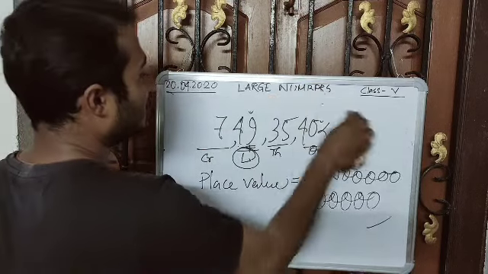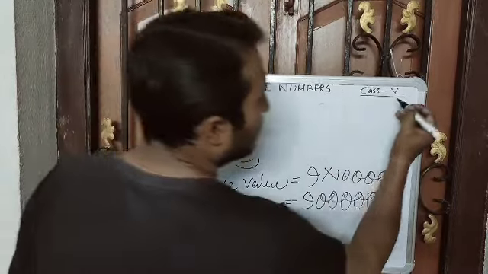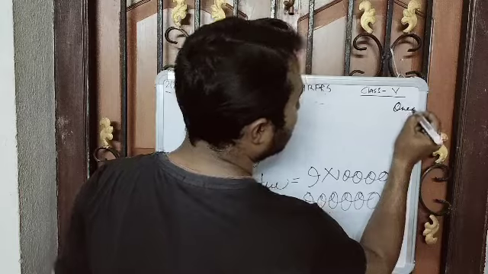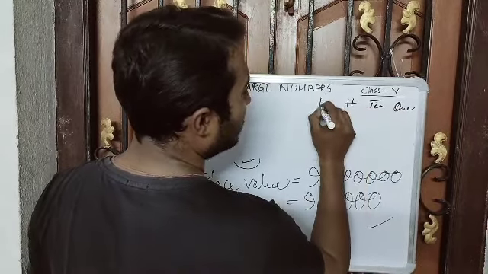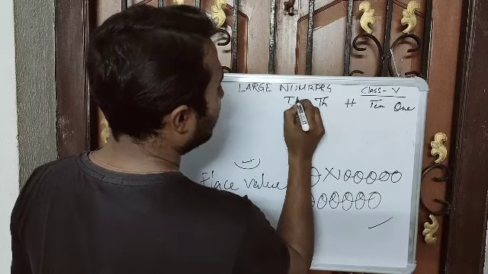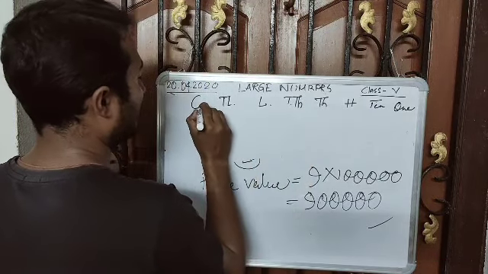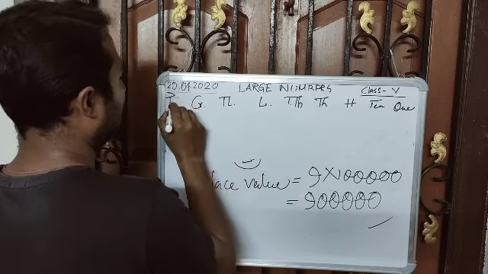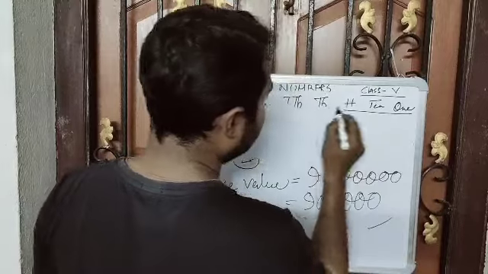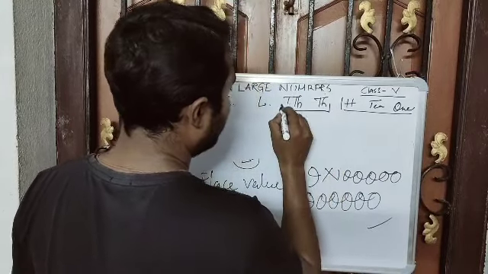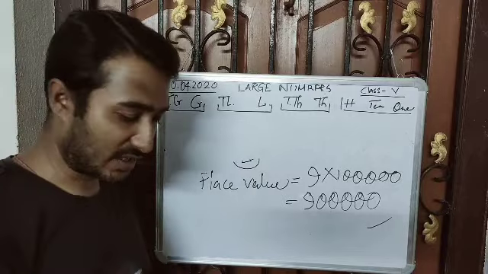Like, firstly, you make a place value chart. Like this way, that is 1's place, 10's place, 100's place, 1000, 10,000, lakh, 10 lakh, crore, 10 crore. So, this is a period, this is another period, this is another period, this is another period. Now put the numbers whatever is given.